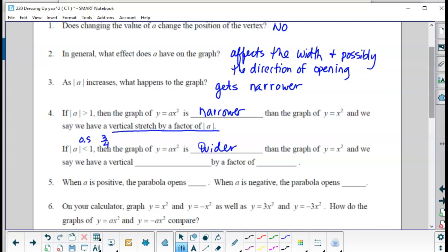And now we have a vertical stretch, so we still call it a vertical stretch, even though it's going wider, and we still call it by a factor of absolute value of A. It's just what the result will look like. When A is positive, the parabola opens up. When A is negative, it opens down. We already looked at that.